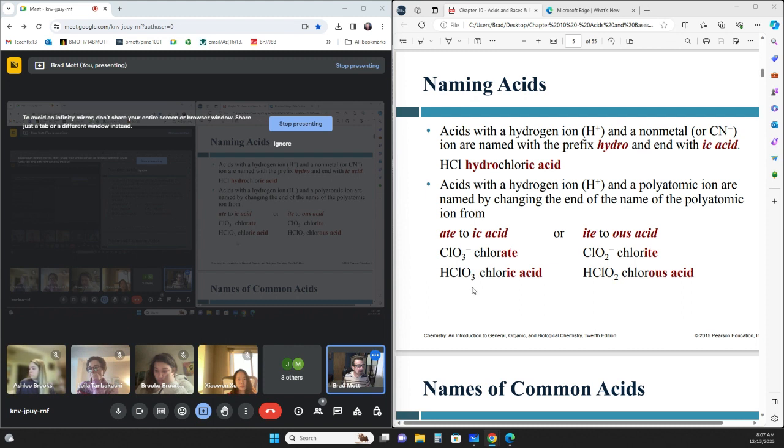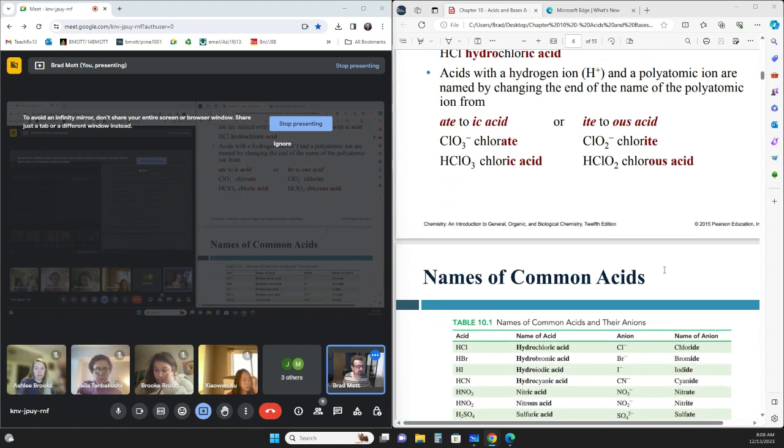We all remember our friends, the polyatomics. There's the polyatomic portion of that molecule. You change the end of the name of the polyatomic ion from, if it's an ate, several weeks back, to an ic. If it's an ite, to an ous. So we have chlorate to chloric acid and chlorite to chlorous acid. Sorry, I even confused myself a little bit. Don't worry about it. Again, I'm just exposing you to these words.